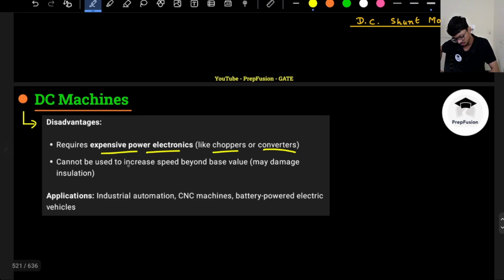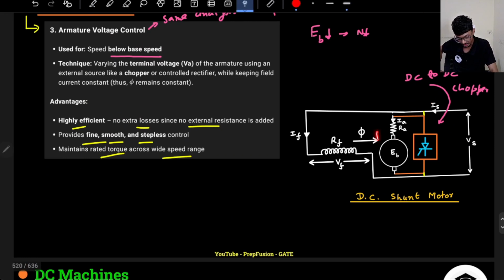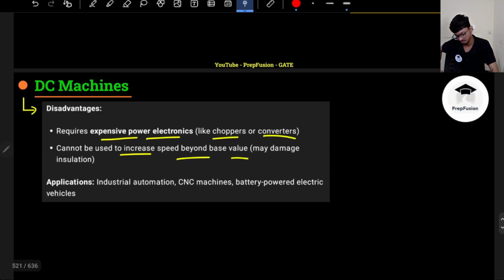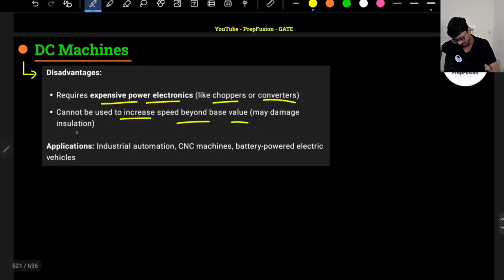It cannot be used to increase the speed beyond the base value, as it may damage the insulation, because I cannot increase the voltage across the armature. If I increase the voltage across the armature, it can damage the insulation, as it says over here, right? It is used in industrial automation, CNC machines, and battery powered electric vehicles. Our latest vehicles also use these kinds of choppers to basically improve the speed.